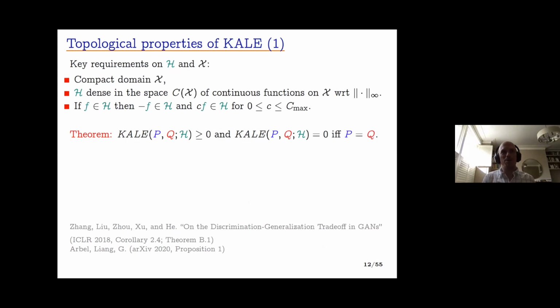We're also going to assume, and this is needed in the proof of the theorem below, that if f is in the function class, then negative f is in the function class. And if I scale f by a constant which is greater than 0, then this is also in the function class, up to some maximum.